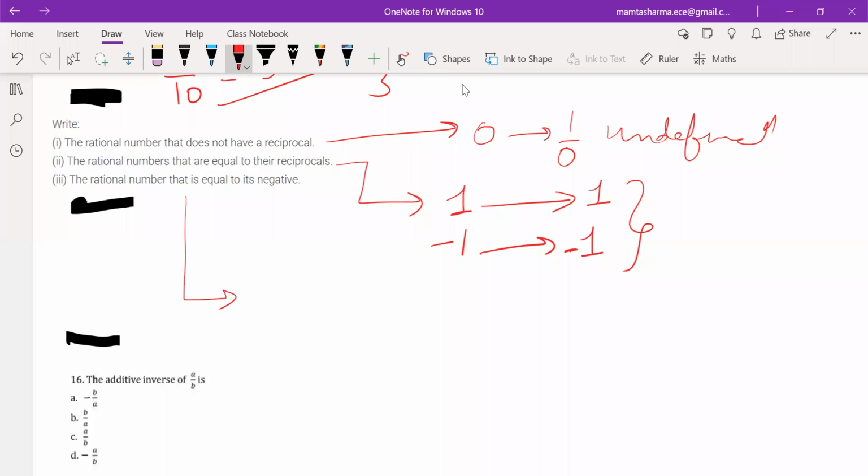Now third, a rational number that is equal to its negative. Do you know any rational number that is equal to its negative? 0. Very good. 0 and minus 0, they both are the same. Ma'am, we have a minus 0 also. No, we don't define minus 0. Its negative and its positive, both will be 0. Okay, ma'am. For understanding purpose only I wrote.